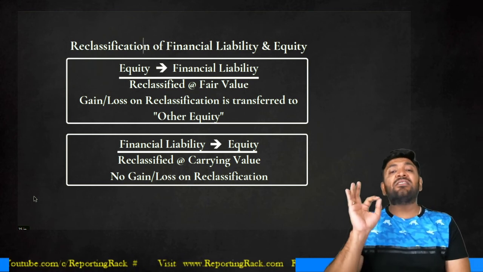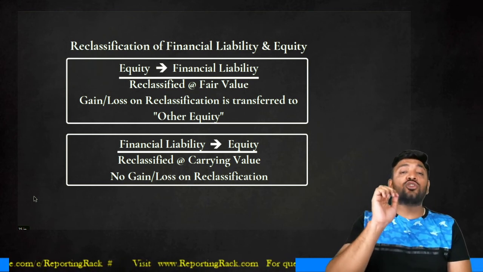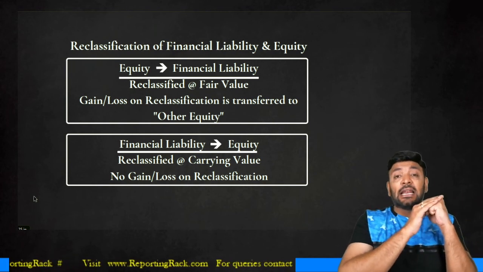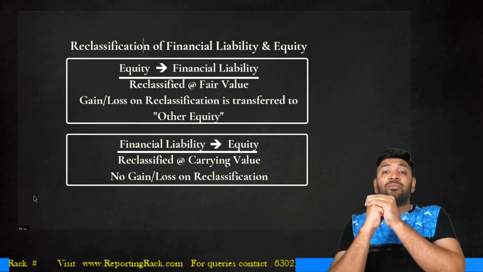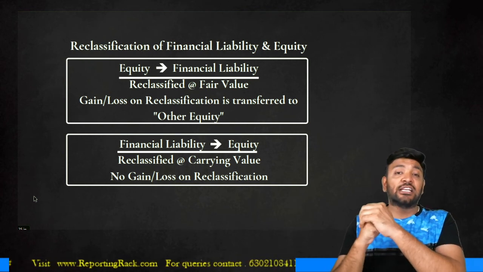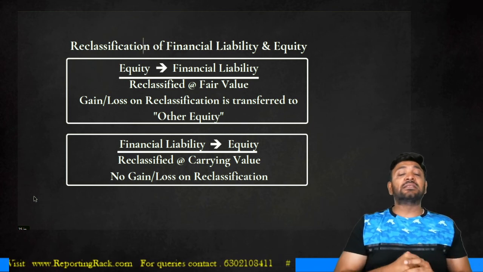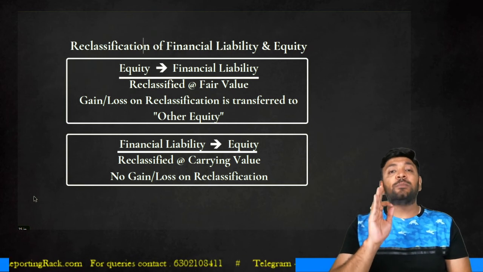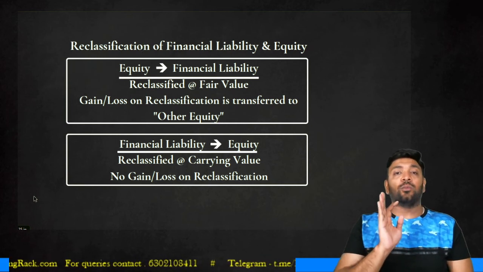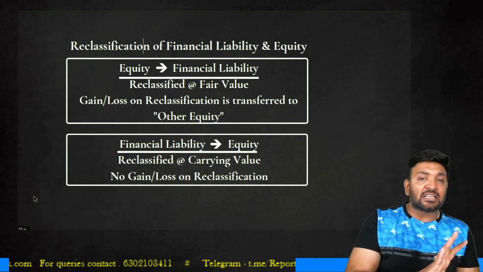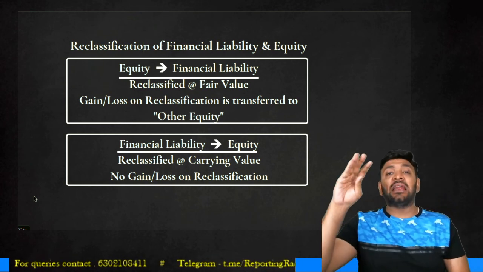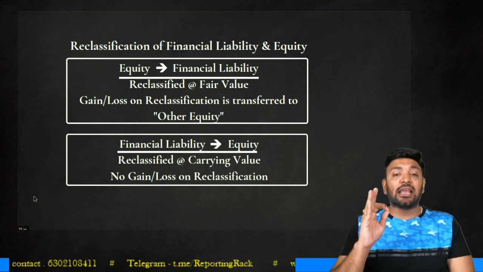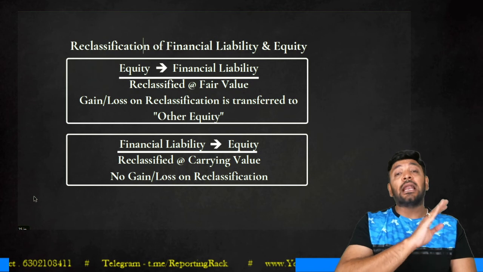Whenever such an event happens, you have to reclassify from a financial liability to equity or from equity to financial liability. Let's talk about the first reclassification, where a financial liability, which was initially a redeemable preference share, later on the preference shareholders have accepted equity shares upon maturity. In such a case, the financial liability became equity. It should always be reclassified at carrying value. So whatever is the carrying value of the financial liability, I will take the same carrying value into the equity instrument. There is no gain or loss which emerges in the case of this situation where a financial liability converts into equity.